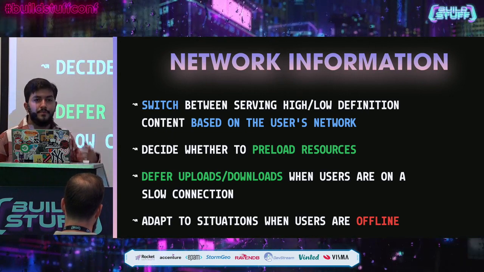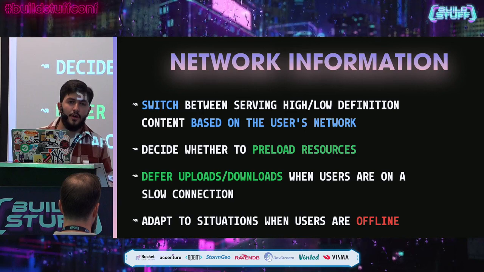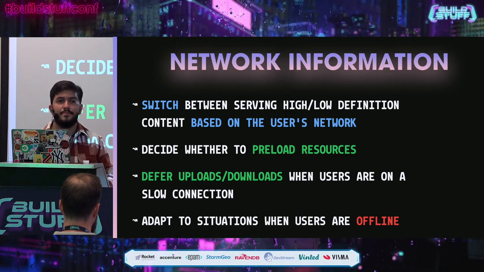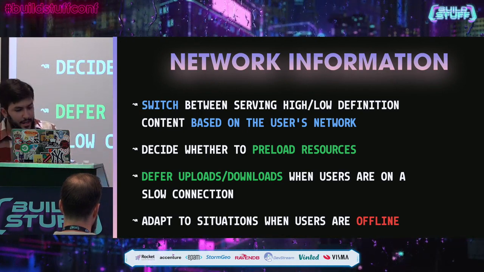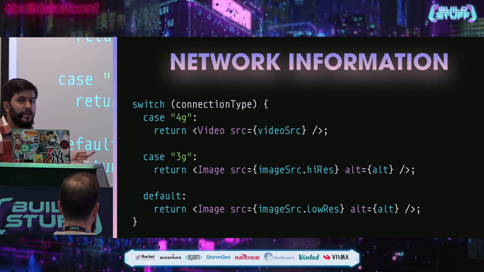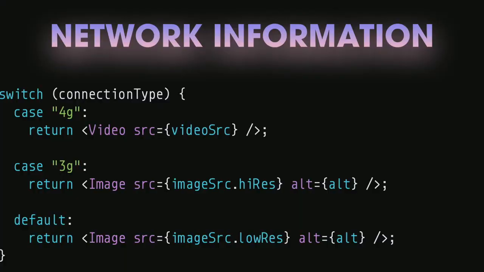You can defer downloads and uploads, and you can even adapt to situations where they are offline. And a lot, especially media apps like streaming, like Spotify, Netflix, they use that. And this is one example in React, but you can have something analogous in any other framework. So here, basically, I'm switching based on the connection type. If it's 4G, I'm gonna render the video I have.